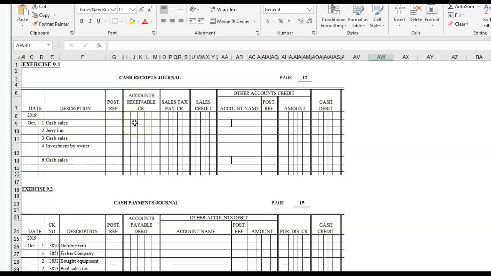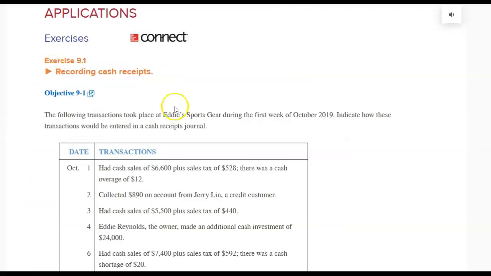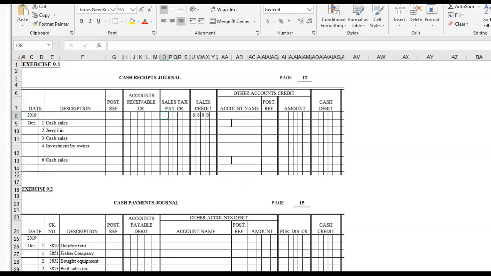So cash sales, the total sale was $6,600. So that goes in the sales, $6,600. It's an easy way to do this. Okay. We know that the sales tax was, what was the amount of tax? Let me go back and look at that problem. $528. So sales tax is $528.